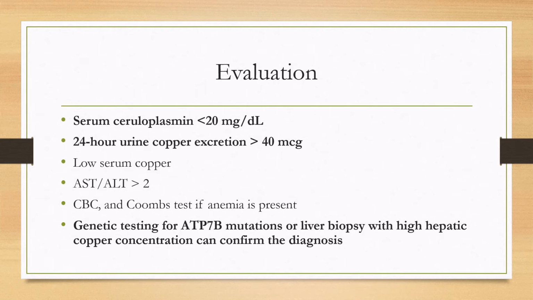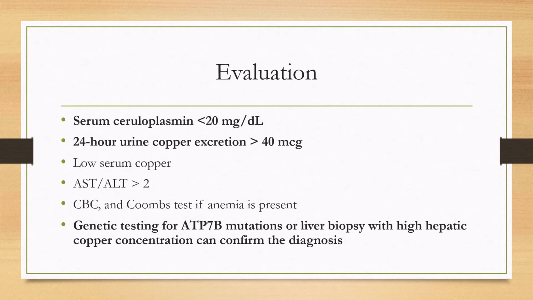For evaluation, a serum ceruloplasmin less than 20 is suggestive of the disease, and a 24-hour urine copper excretion is also elevated. The reason that it's elevated is because when you're not able to eliminate copper in the bile, then the body will try to eliminate it in the urine.